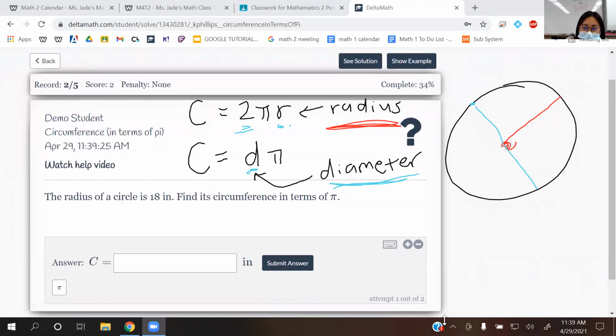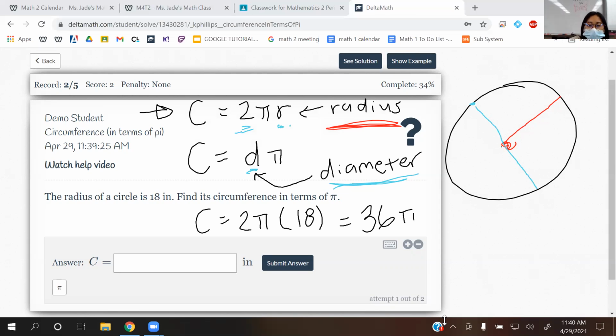Okay, so it says the radius of a circle is 18 inches. Find its circumference in terms of pi. So this time we were given radius, so we're going to use the radius equation. So circumference is equal to 2 pi r. So C is equal to 2 pi radius. The radius of the circle is 18 inches. And then we just need to simplify it just a little bit. So literally, what is 2 times 18? That would be 36. So you would have 36 pi as your answer.